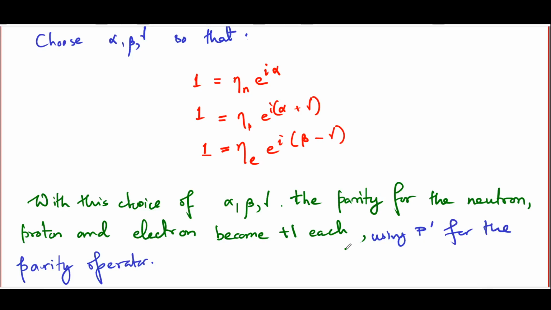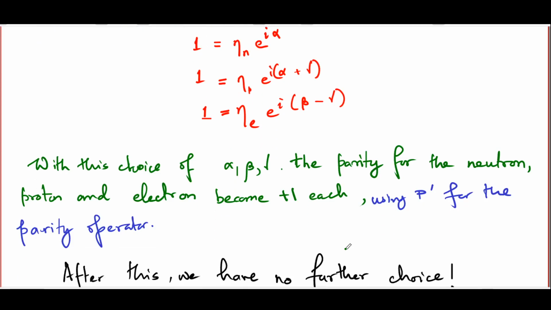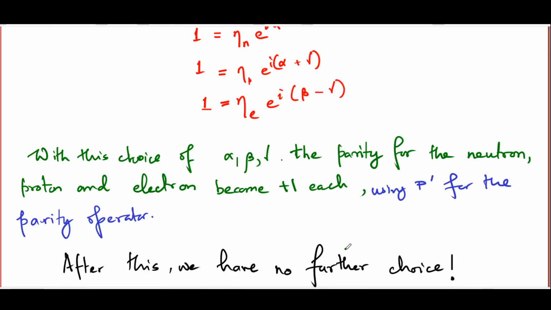So for these 3 particles, the intrinsic parity factors become very simple. However, notice that once we have done this, we have already frozen our choices for alpha, beta and gamma. We no longer have the freedom to redefine the parity operator after this, and as a result, we have no further choice.